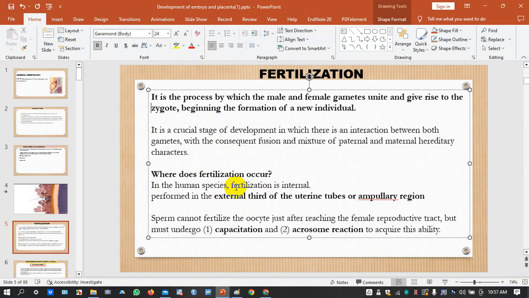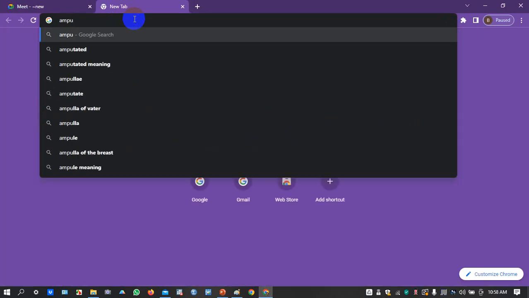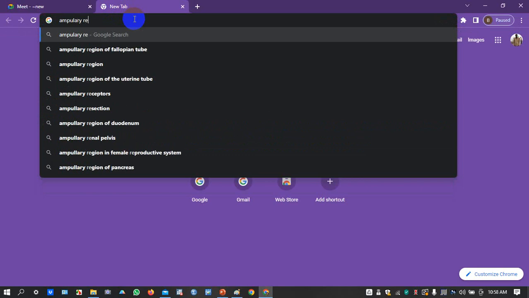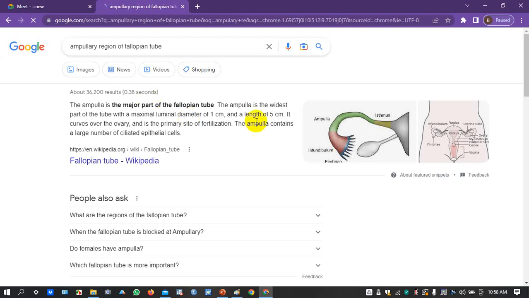Let's continue. So where does fertilization occur? In the human species, fertilization is internal. It occurs in the fallopian tube. It is found in the external third of the tube, or the ampullary region. So the ampullary region of the fallopian tube. So let's see. This is the ampullary region of the fallopian tube.